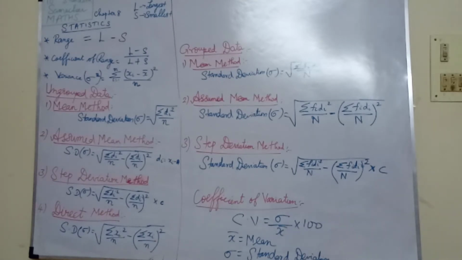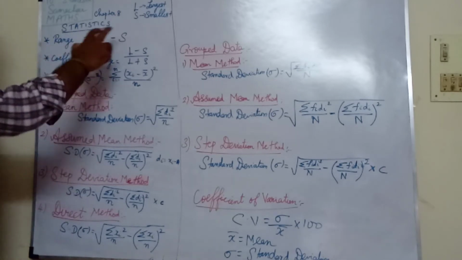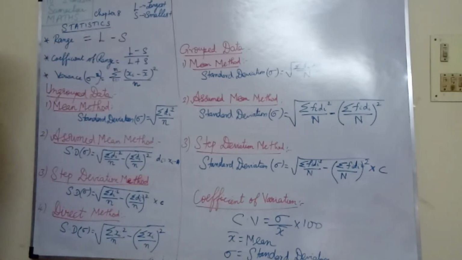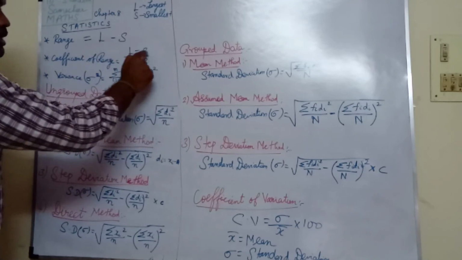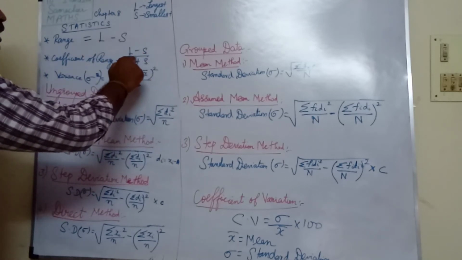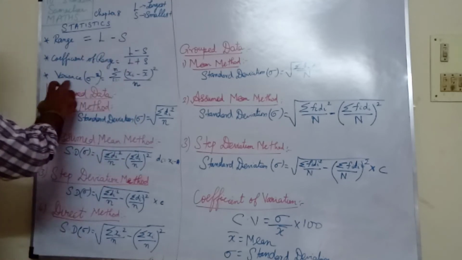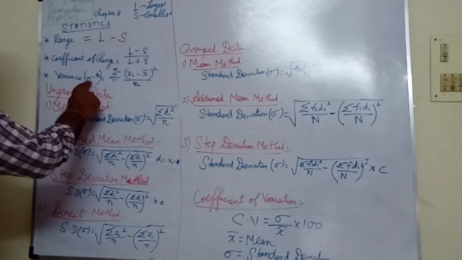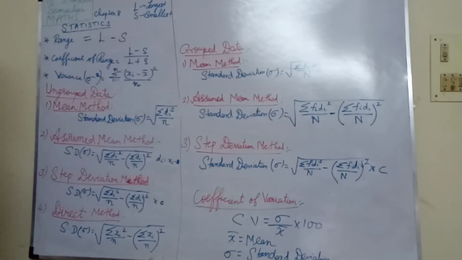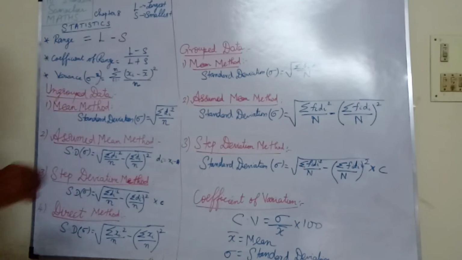So this is the problem. First one is range: largest minus smallest value. Coefficient of range, how we need to remember? The same value we need to mention here, and in the denominator instead of minus we need to mention plus. Variance: it is sigma square. If the symbol is without square, it is said to be standard deviation. If it is square, it is said to be variance.